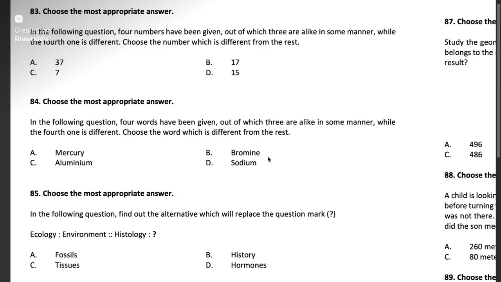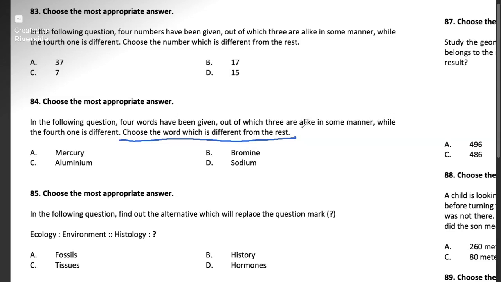Choose the appropriate answer. In the following question, 4 numbers have been given, out of which 3 are alike in some manner, while the fourth one is different. Choose the number which is different from the rest. So, 84. Are we done with 83? No, we are going bottom to top.